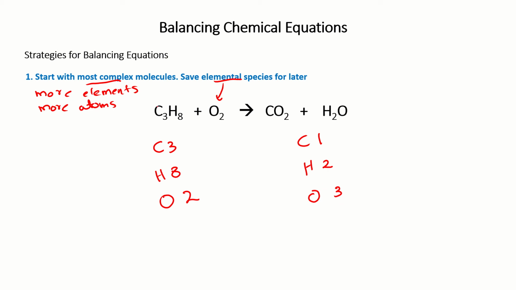Now, since you have 3 carbons on reactant, you're required to have the same number of atoms on products. Remember, we never change the subscript, only the coefficient. Now, putting this coefficient 3 makes you get 3 multiplied by 1. You're going to get 3 carbons.